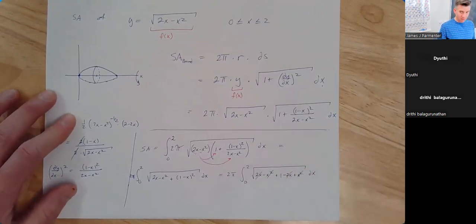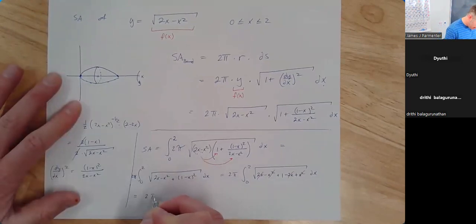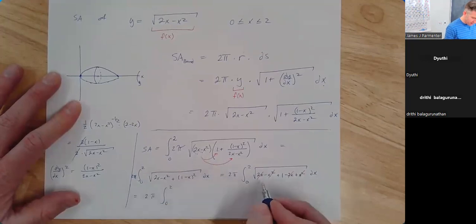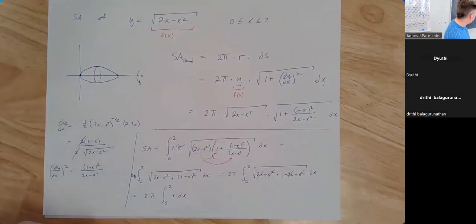I'm left with the integral of 1. So I get 2 pi times the integral from 0 to 2 of the square root of 1, which is 1. Fun fact, when you're integrating a constant, you just get that constant times the length of your interval.